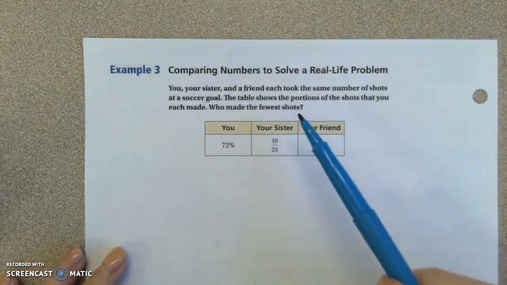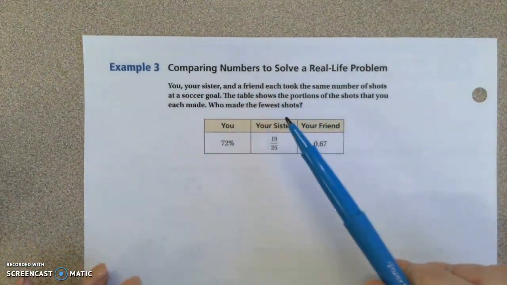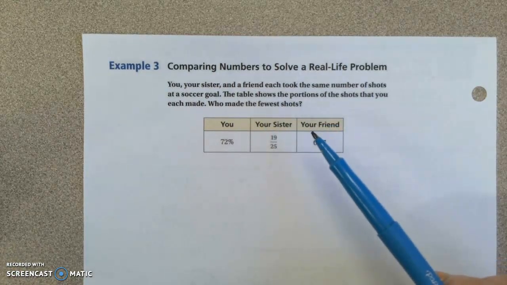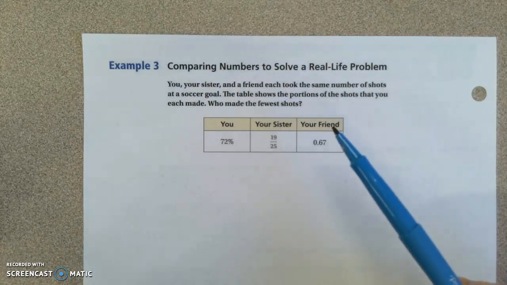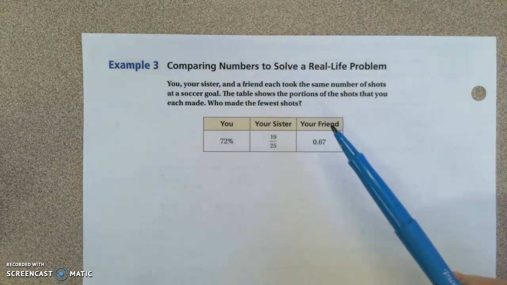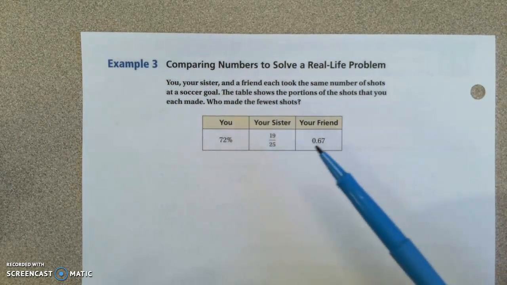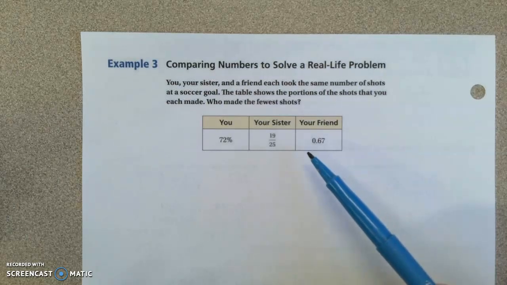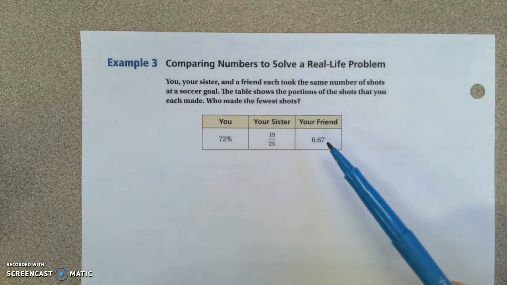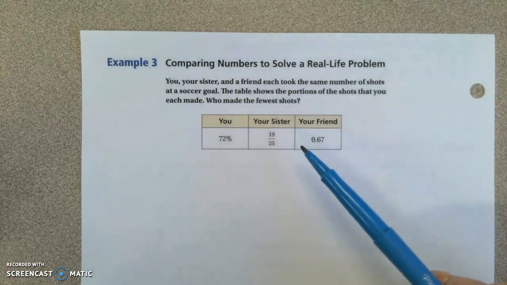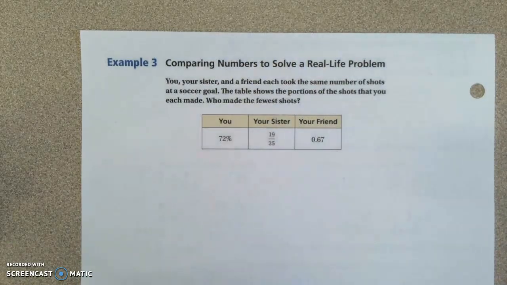Okay, so on the back side, we're going to compare numbers in a real life situation. It says you, your sister, and a friend each took the same number of shots at a soccer goal. The table shows the portion of the shots that you each made, so who made the fewest? Okay, so we're going to go ahead and turn all of these into the same form. We have a percent, we have a fraction, we have a decimal. So we can turn them all into decimals. We can turn them all into percents. For me, when I first look at this, it makes sense to turn them all into percents because we're seeing what percent of the shots that you made.